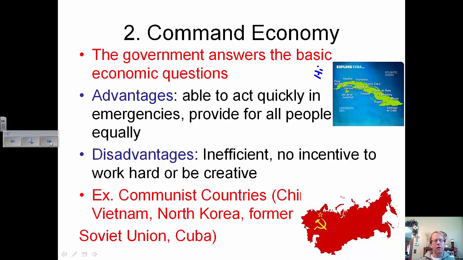Some current examples of command economies would be communist countries like China, although it's moving further and further away from a command economy, Vietnam, North Korea, and the former Soviet Union. It's no longer the Soviet Union, now it's Russia, which broke up in the late 80s. And also currently Cuba has a command economy.